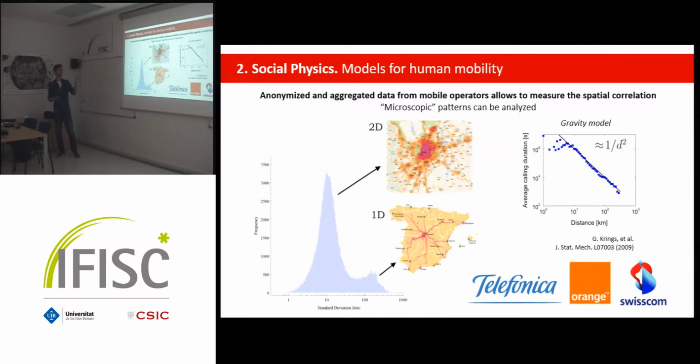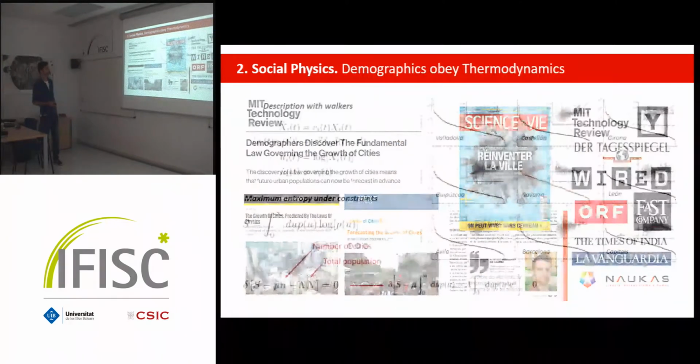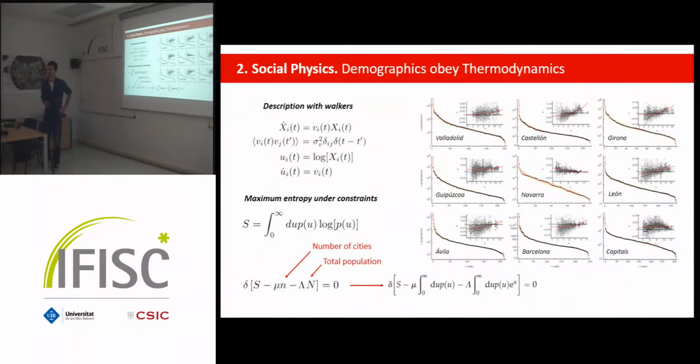And probably you know already about the gravity model. Sorry for the interruption. I mean, you showed us a map for each province. Do you have a similar map for Spain or Europe?